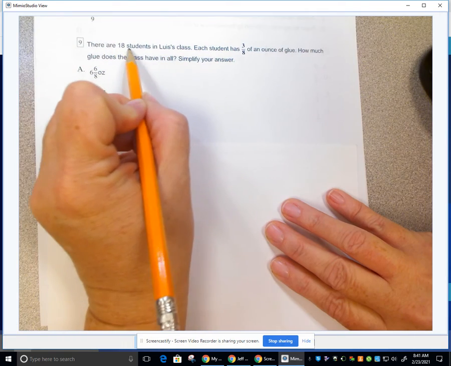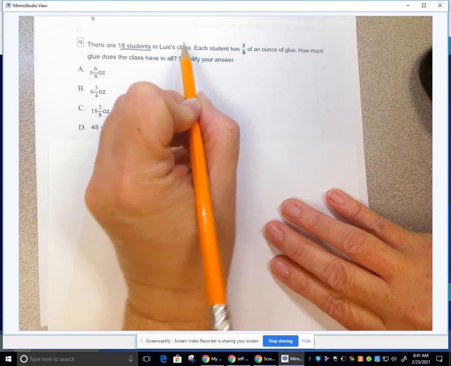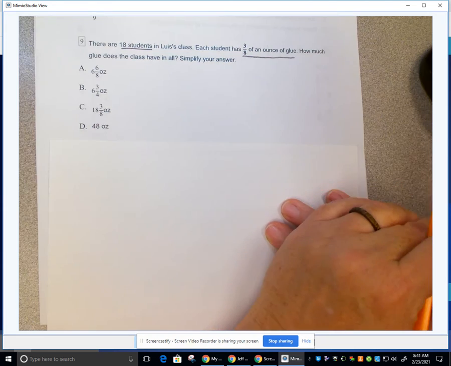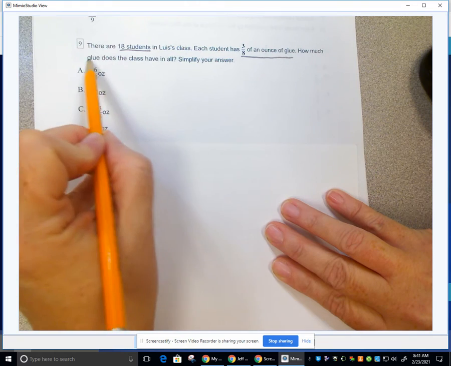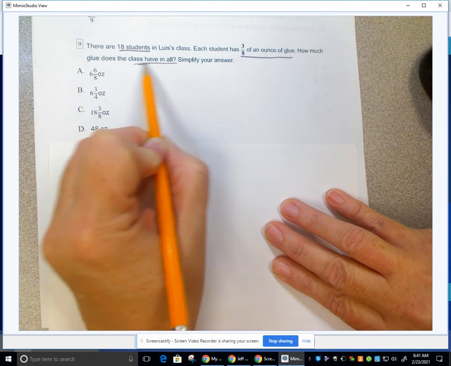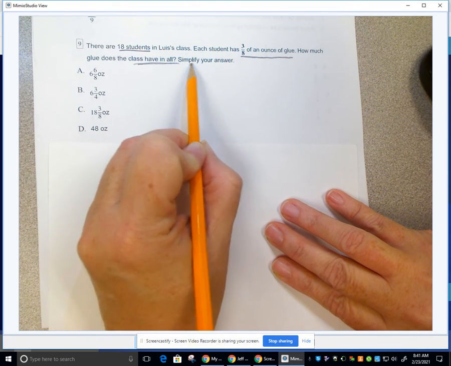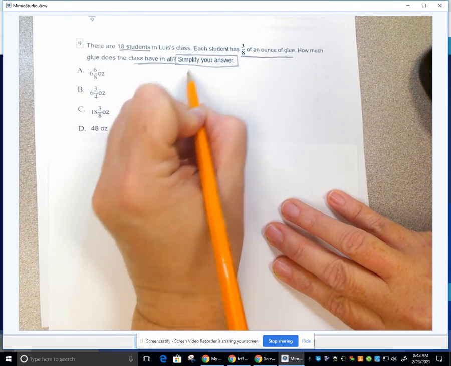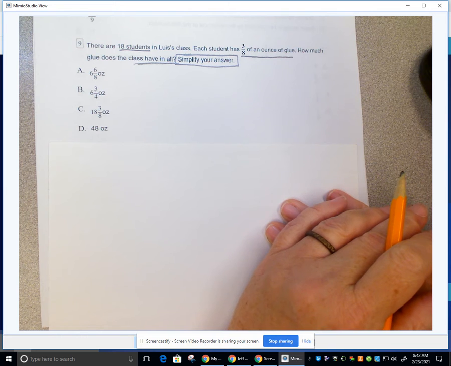There are 18 students in Luisa's class. Each student has 3/8 of an ounce of glue. How much glue does the class have in all? Simplify your answer. See, they're telling me right now to make sure my answer is in simplest form.